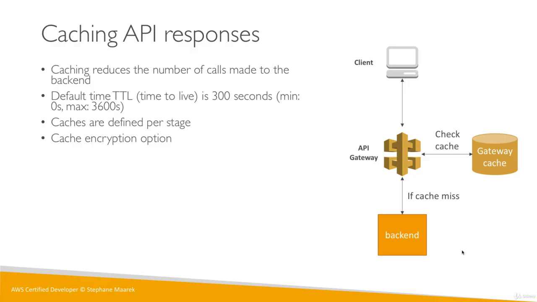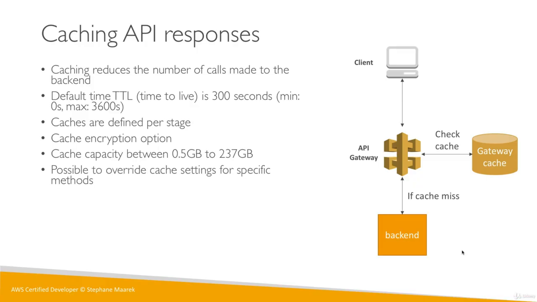You can encrypt your cache, and you can have a cache of size between 0.5 gigabytes to 237 gigabytes. So depending on how big your API is and how much data you need to cache, you can just size the cache accordingly. There's a possibility to override cache settings for specific methods, so you get a lot of control over which methods should be cached and which methods shouldn't be cached. And you're able to flush the entire cache to invalidate it immediately from the console or using an API call.